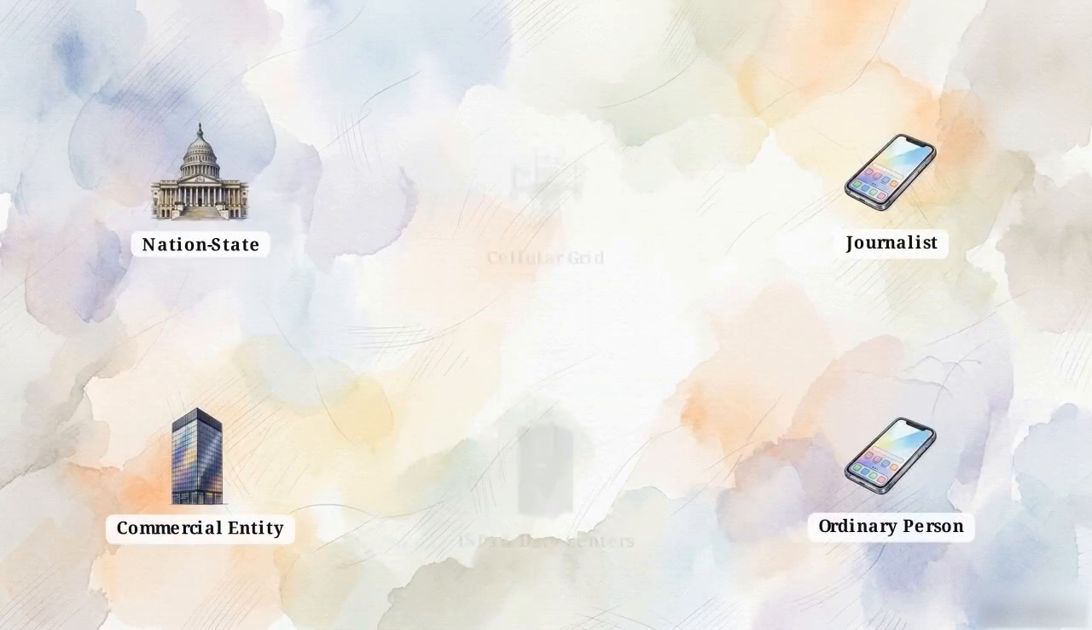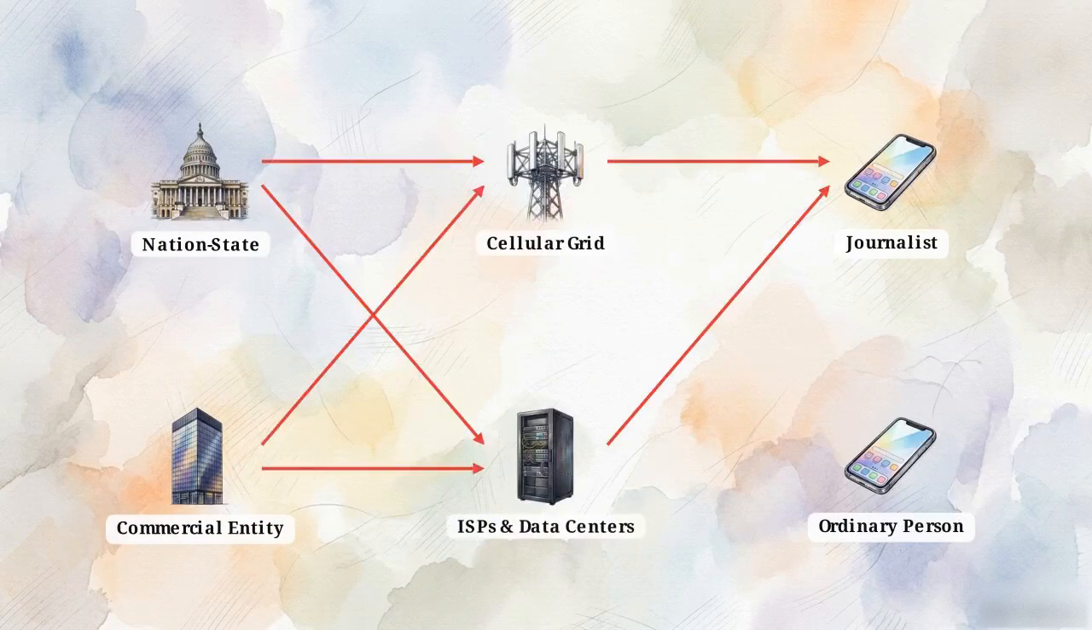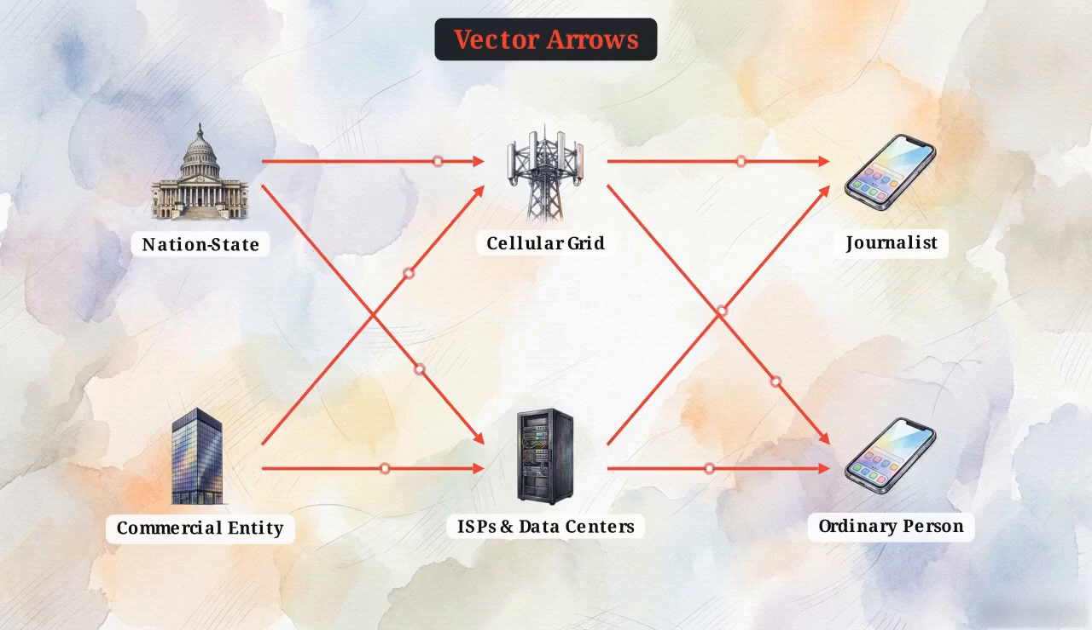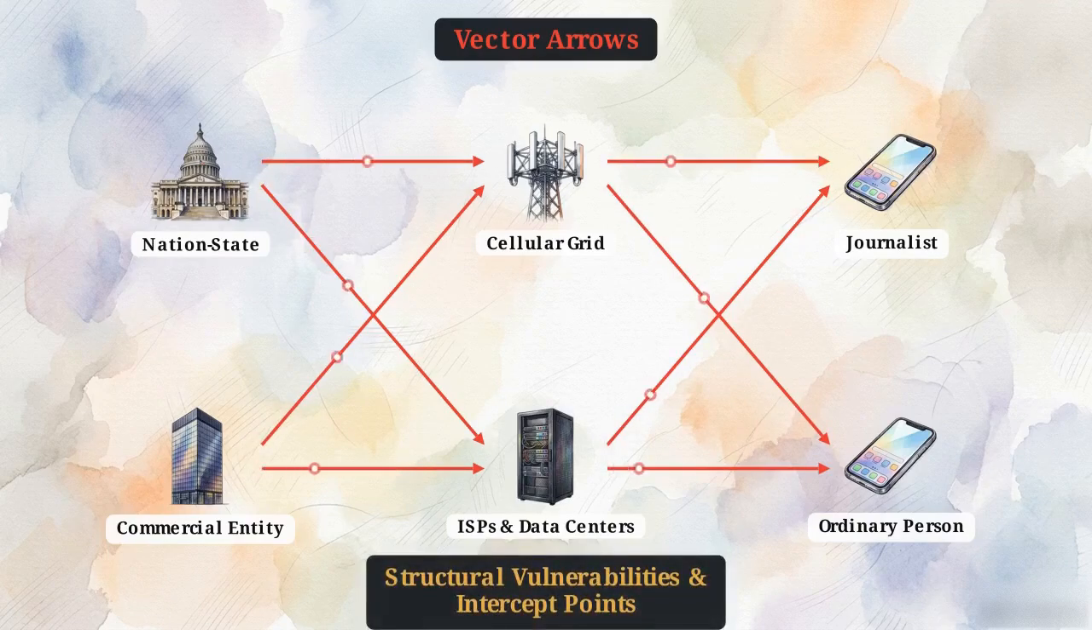Notice how the vector arrows piercing the nation-state target and the commercial target are identical. The technical process of interception remains the same. A targeted surveillance protocol and a commercial data harvesting net rely on the exact same structural vulnerabilities.